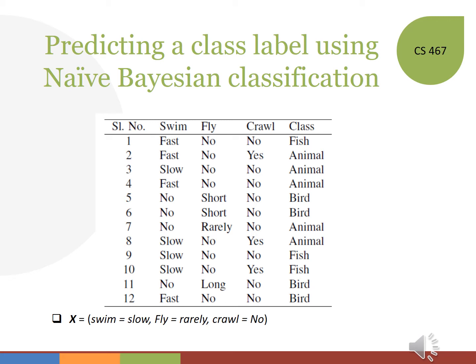So here we are given 12 training examples and their class labels also. The class labels are fish, animal, and bird. Now we are given a new instance, that is swim equal to slow, fly equal to rarely, and crawl equal to no. We can see that this particular instance is not there in the given training data set. Therefore, we need to find the class label for this particular instance.